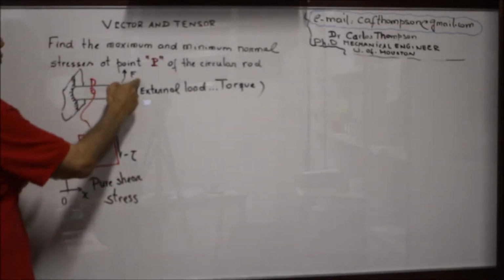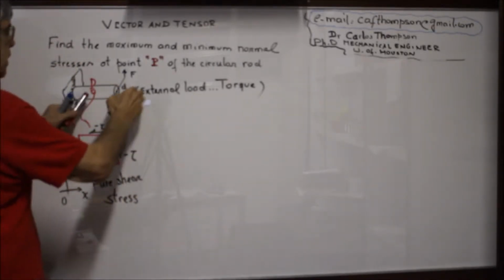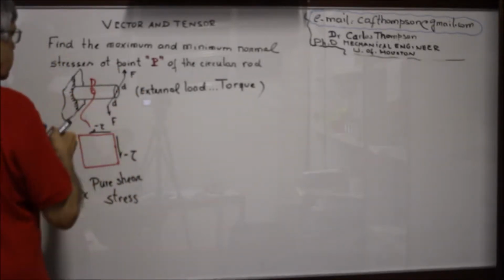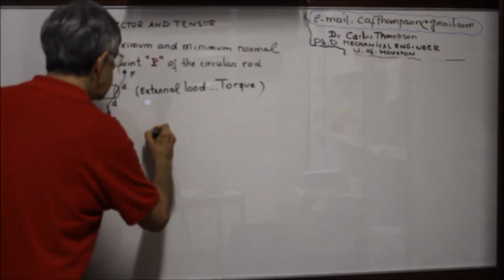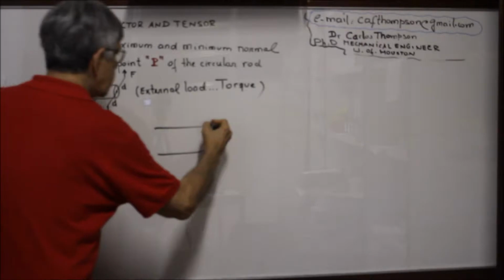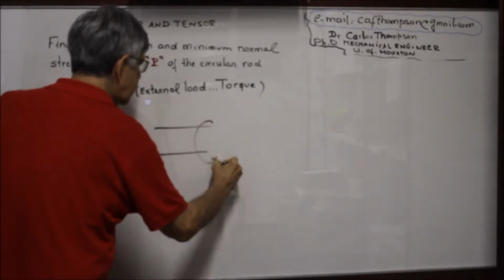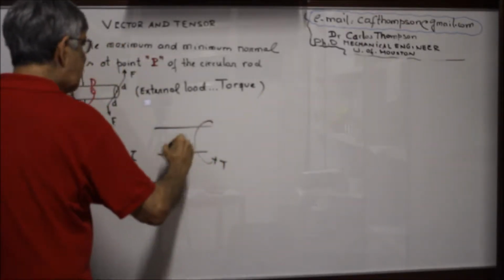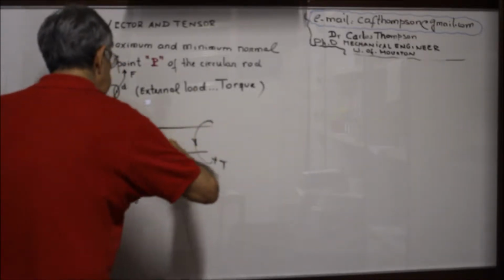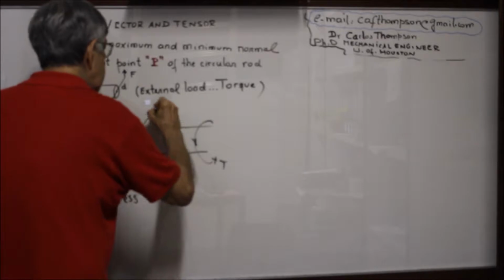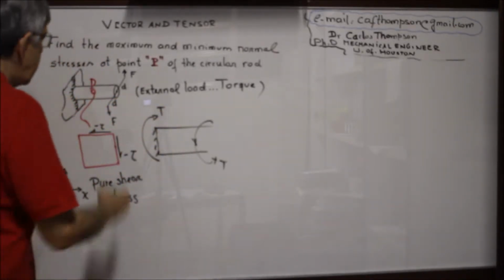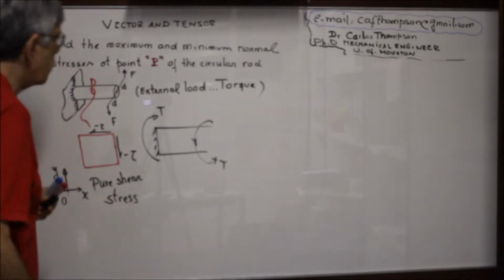You see, there's a force F at a distance D, so this is a torque. Now, if you isolate this circular rod, you have a torque like that, and in the opposite direction there's the reaction torque. So this is a wall, and the rod is fixed into the wall.